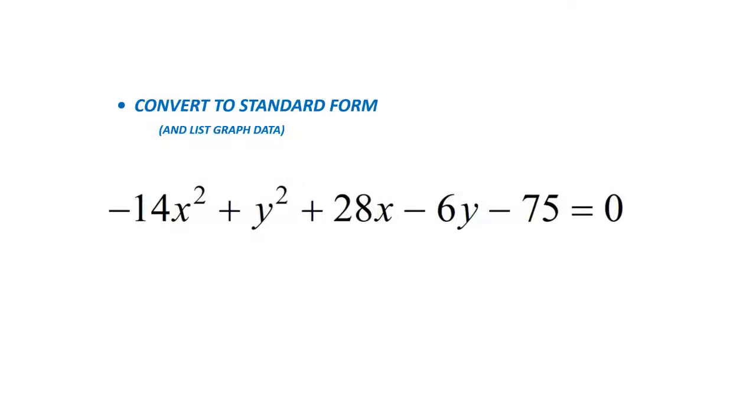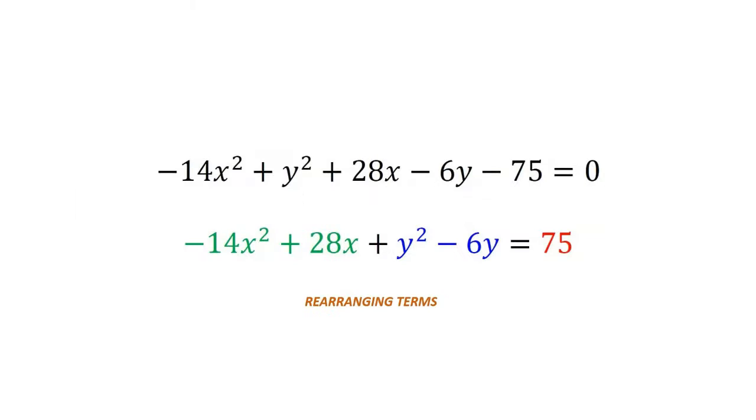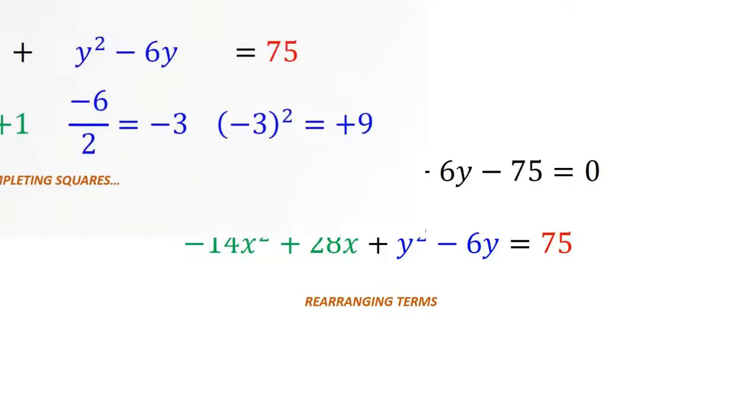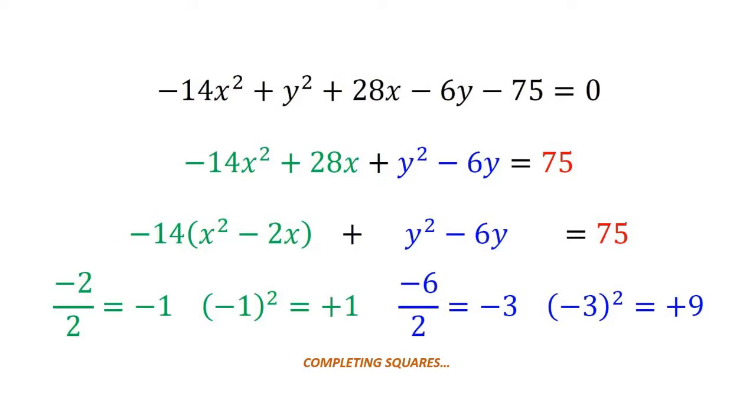Going to take a look here at 3 examples. Conversion to standard form for hyperbolas, where graph data is going to be listed after it's done. And the first example is underway with the rearrangement of its terms. And remember that this is in preparation for the completion of the squares for both variables. And you can see that x requires factoring before the process gets started.